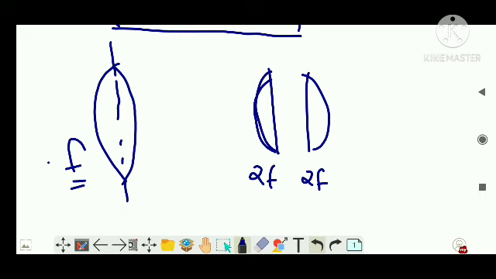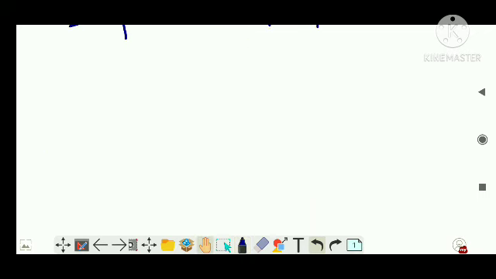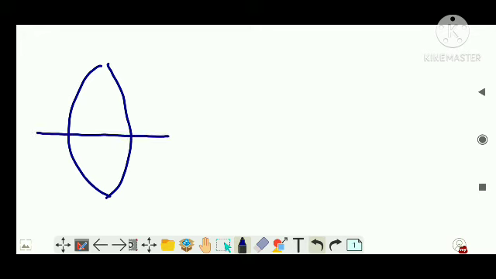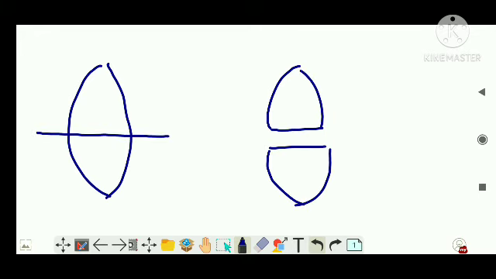That is, if the focus here is 15 centimeter, then this piece will have 30 centimeter focal length, and this piece also will have 30 centimeter focal length. Samajh mein aaya? Okay. Now similarly, if I cut this lens horizontally like this, so I will get two pieces like this, right? If this lens has focus f, then each piece will act as an individual lens, and each will have focus f, right?